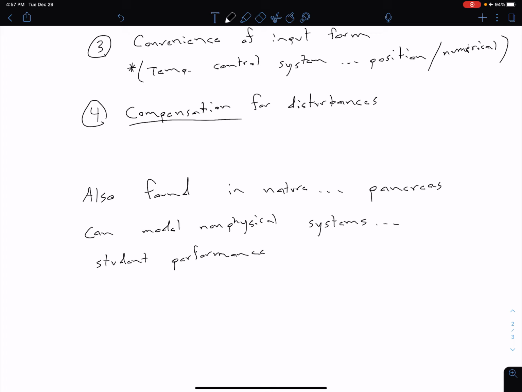We could also talk about some disturbances coming in. Maybe I throw an extra unit in there, and if you don't account for the disturbance, then maybe your grade is not going to be what you expected based on your study time. Again, it's not necessarily limited to just systems we're building, but these control systems are also relevant to nature and for modeling non-physical systems as well.